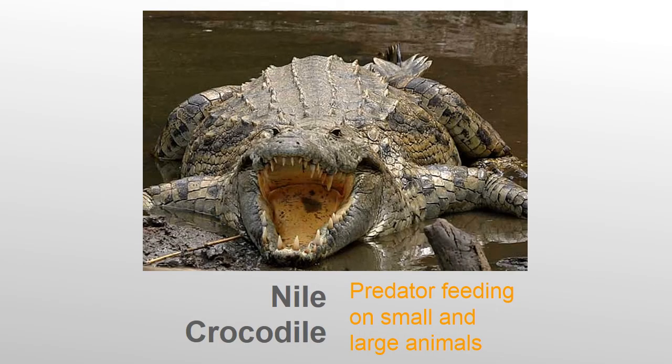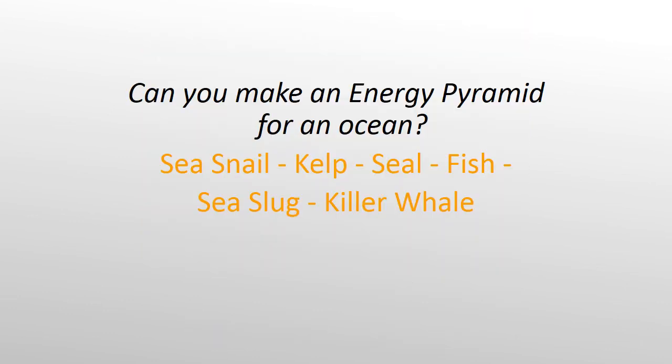The Nile crocodile is a predator feeding on small and large animals, and that is an example of what? What level is the Nile crocodile? Okay. So you can make an energy pyramid for the ocean: sea snail, kelp, seal, fish, sea slug, killer whale. This is an example that you can use on the test when it asks for an energy pyramid for an ocean. Many of us are not very familiar with this because we don't spend a lot of time researching. We don't live in the ocean, so we are not familiar with energy pyramids in the ocean. We're more likely to identify one from a desert than one from the ocean.